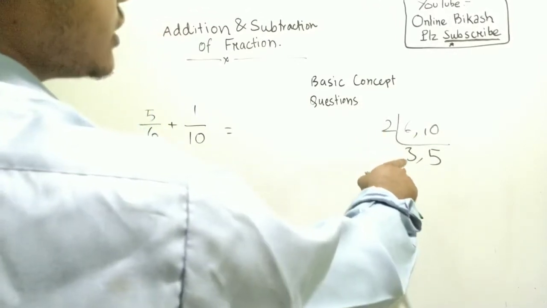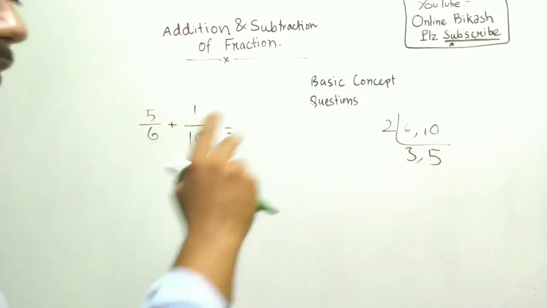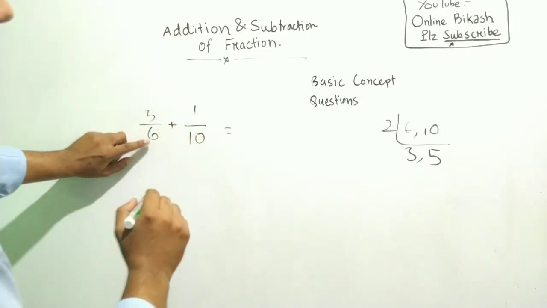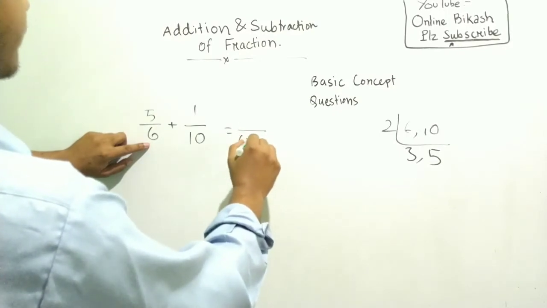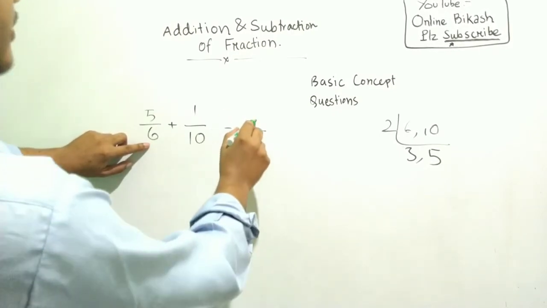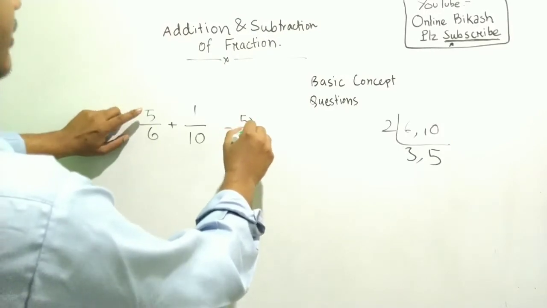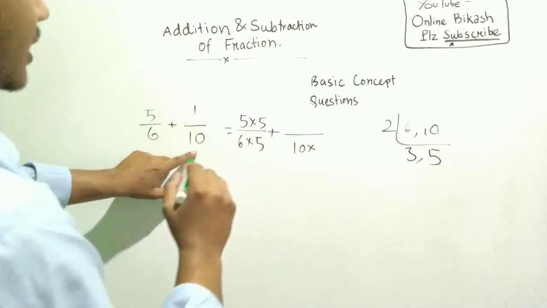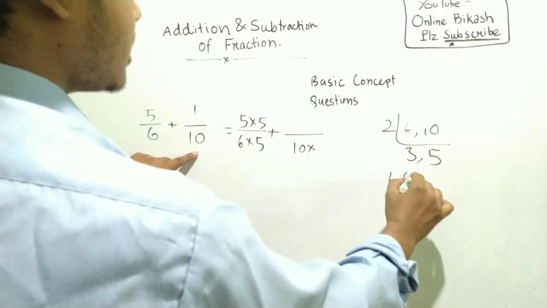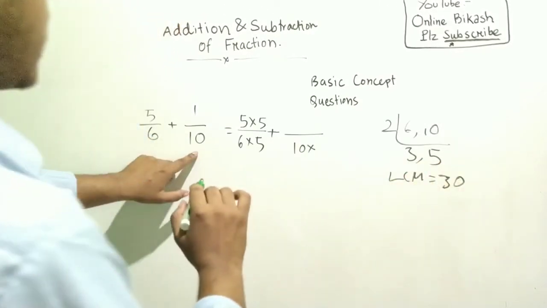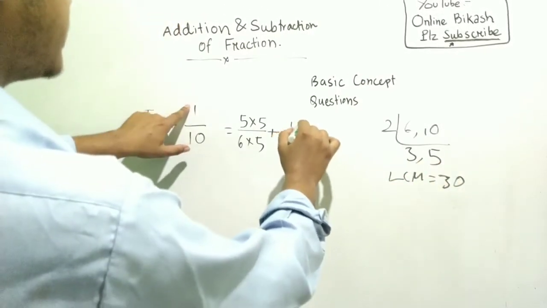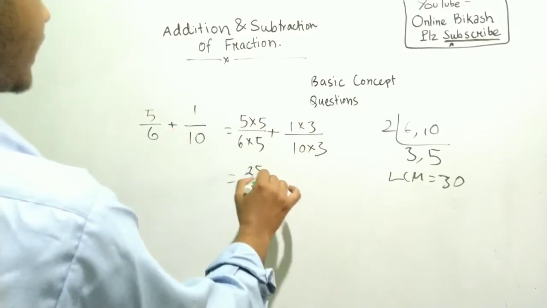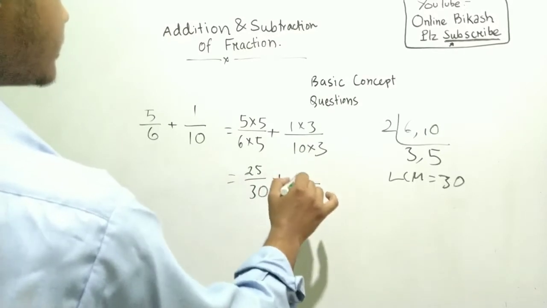So now you can see 2 3s are 6, 6 5s are 30. So 30 will be our LCM. Now you tell me, with 6 what will you multiply? You will say 5, because 6 5s are 30, and the same 5 you need to multiply in the numerator also. And in the second fraction, what will you multiply with this 10 to get 30, because the LCM was 30? So 10 3s are 30. Same number you have to multiply with the numerator. Now you can see 6 5s are 30, 5 5s are 25, 10 3s are 30, 1 3s are 3.